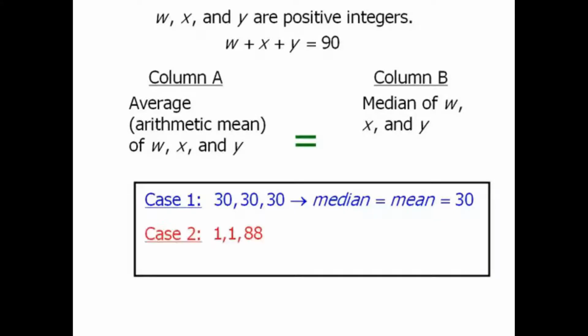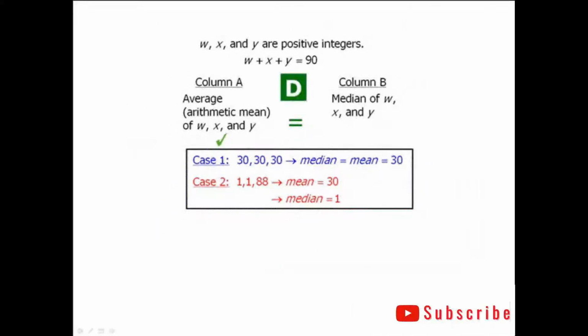Notice that we could also let W, X, and Y equal 1, 1, and 88. Using these three numbers, we see that the mean is equal to 30 and the median is equal to 1. So using these values, column A is greater than column B. So as you can see then, the answer must be D.